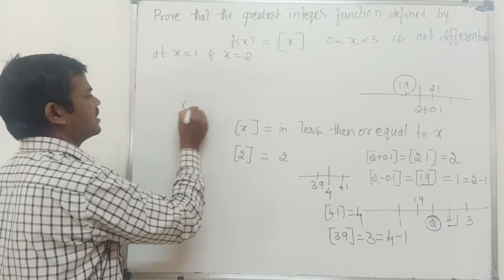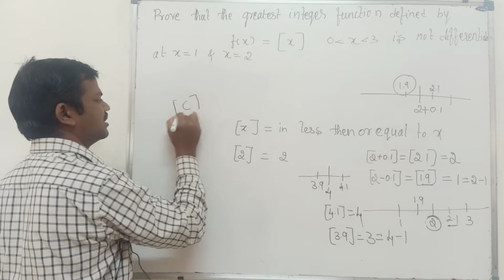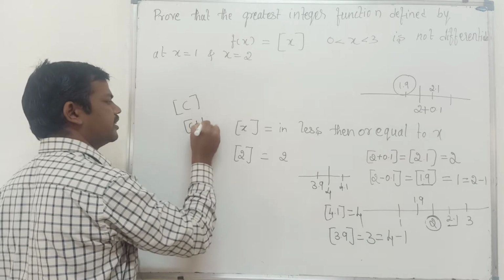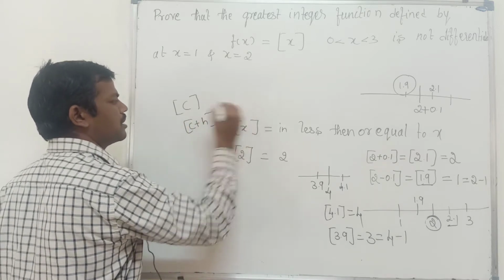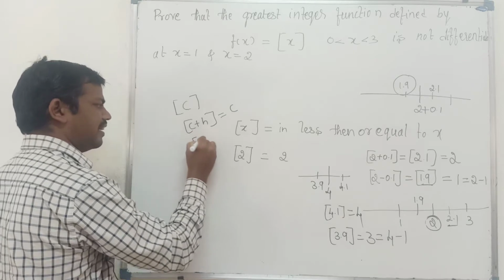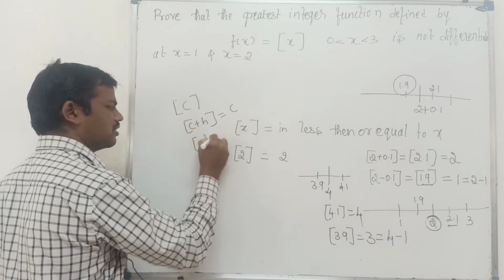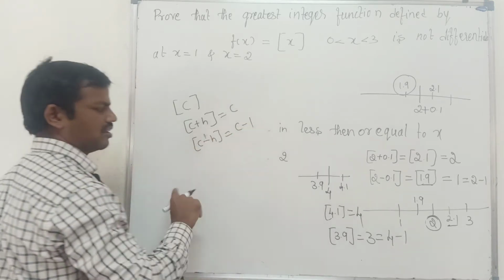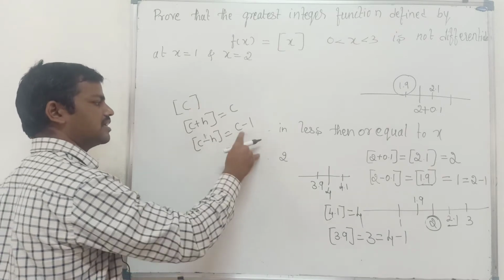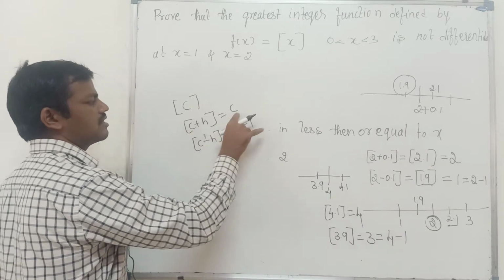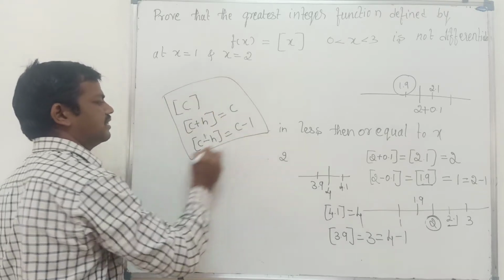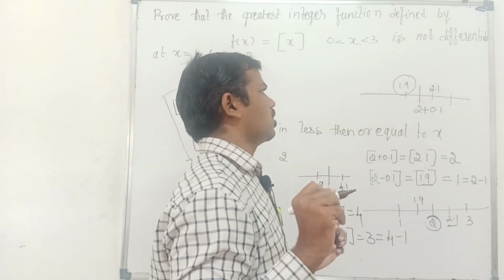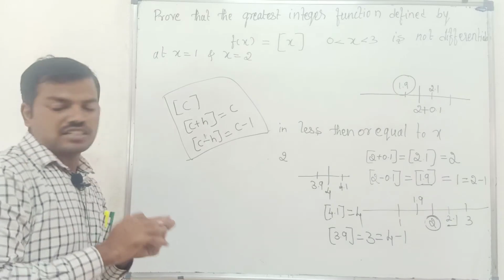Suppose we have a number c. The greatest integer of this number, on its right side, suppose h is a small quantity, c plus h, will become c only. Then the left side, c minus h, is nothing but c minus 1. The greatest integer of the left of c is c minus 1, and of the right of c is c. So this is about the greatest integer function. Knowing this, we will discuss whether it is differentiable or not differentiable. So first, let us understand.